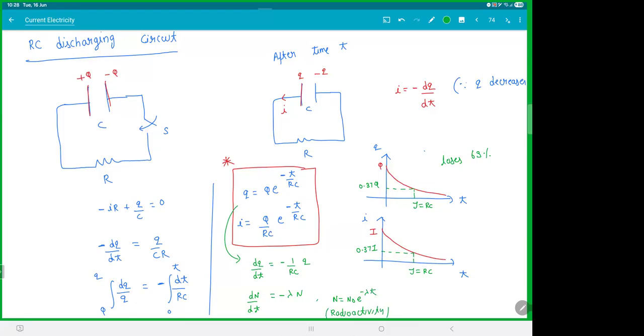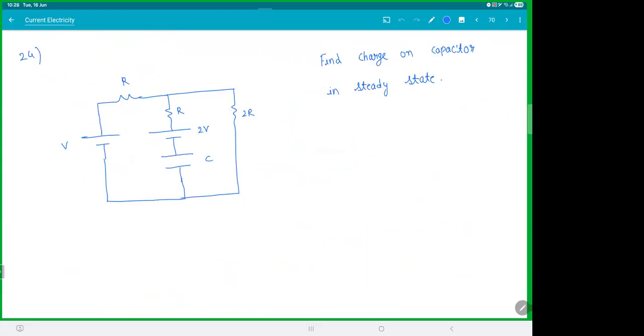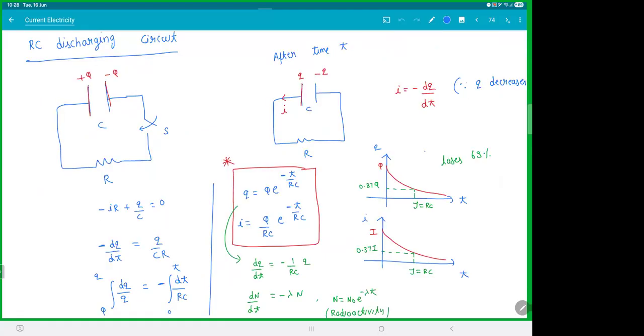Mathematically, they're exactly the same functions. There it is charge, here it is number of atoms. There it is radioactive decay, here it is capacitor decay. Mathematically, the functions look exactly the same. So they can connect stuff and they can play around like that. That's your RC discharging circuit there. Clear with this? Yeah, we will do this in more detail, but this is just a little intro there. Let's do one question, just a basic one based on this. But any doubts on this? And you should be able to integrate this stuff.